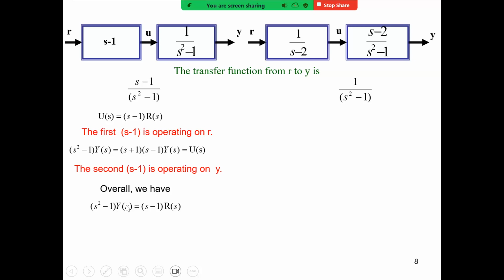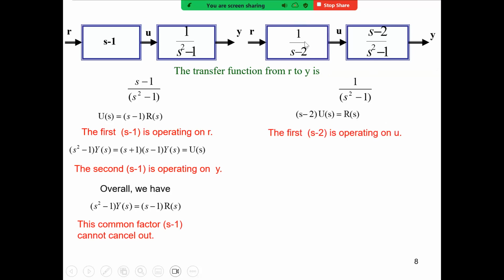So they cannot cancel out. They are doing different things. Okay, now let's look at this case. On this side, we know (s - 2) times r times u equals r. So the first (s - 2) is operating on the input signal. How about the second one?